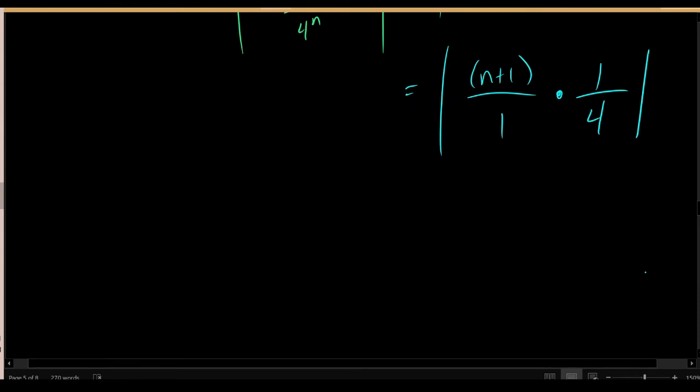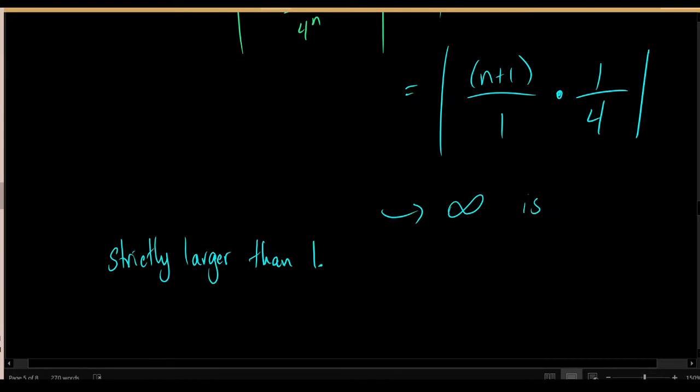So what happens to this quantity as n starts to approach infinity? The n plus 1 goes off to infinity, so the entire quantity goes to infinity, and this quote-unquote number is definitely strictly larger than 1. Because we got a number which was strictly larger than 1, we can conclude from the ratio test that the series must diverge.